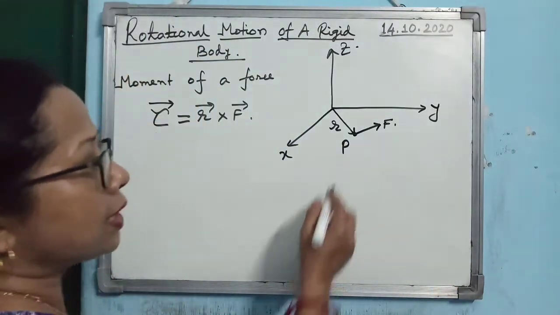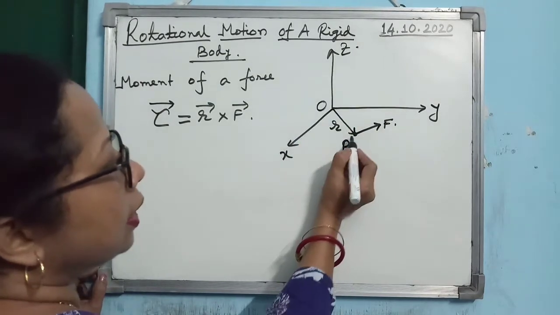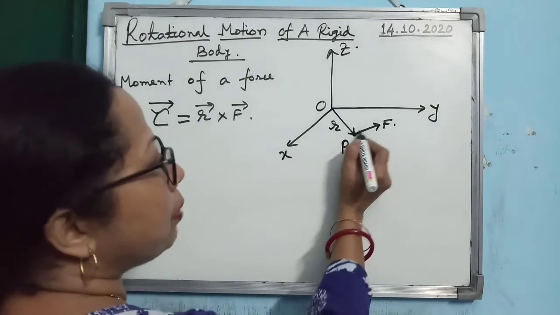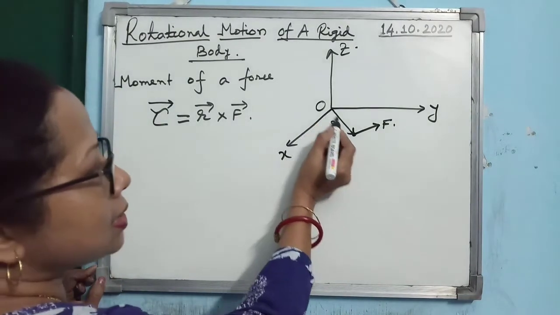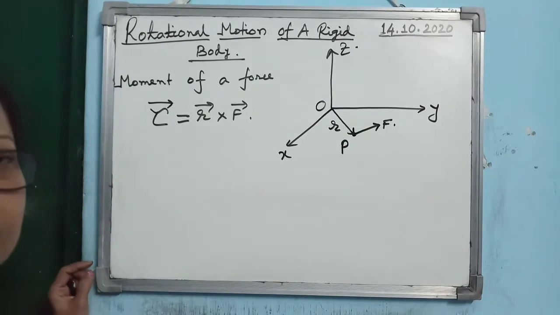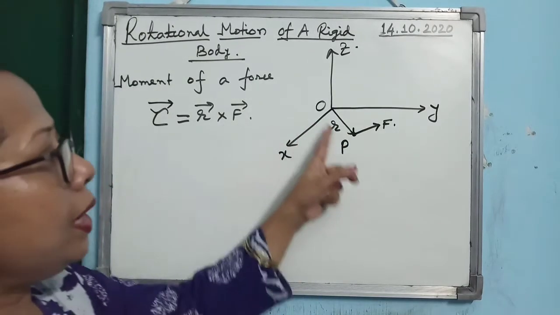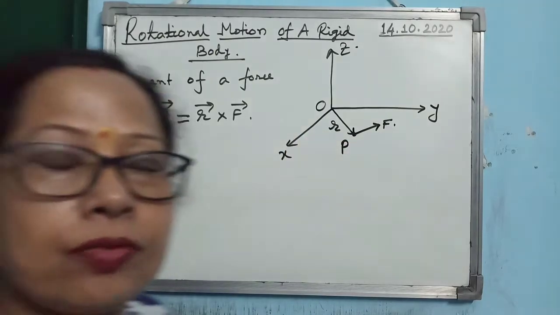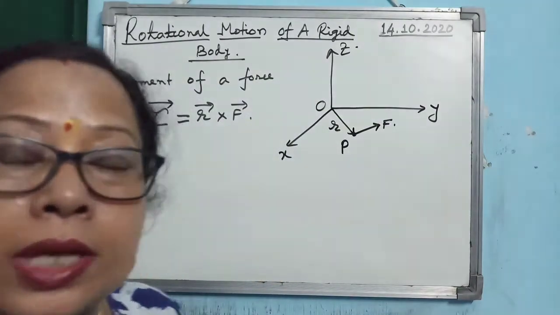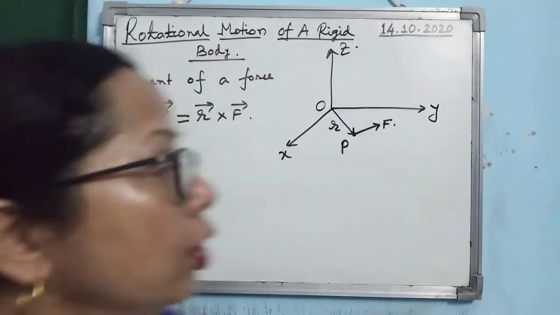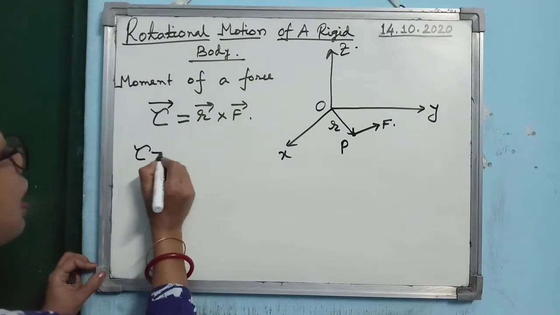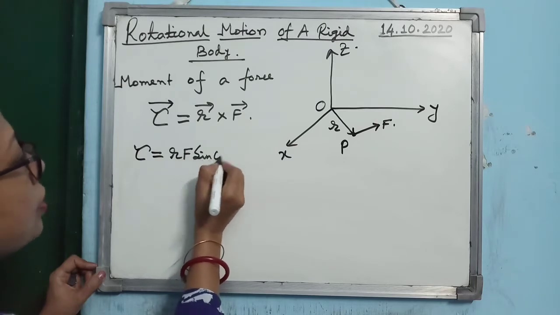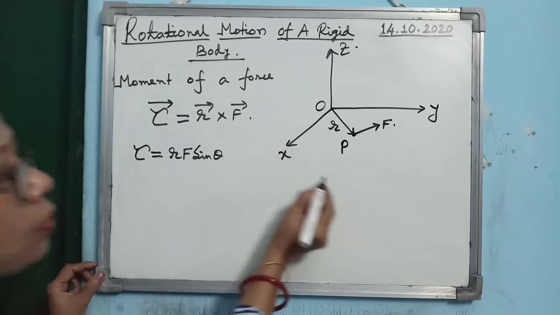So if I want to explain it through this diagram, let us consider a particle is at the point P, and a force F is applied on the body, and this is the position vector R. So torque will be R cross F. R is the position vector of the particle and F is the force acting on the particle. Magnitude of the torque will be R F sin theta, where theta is the angle between R and F.